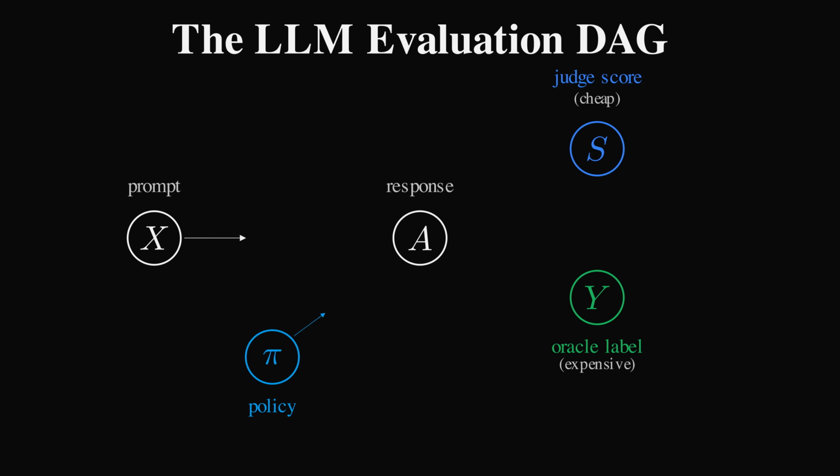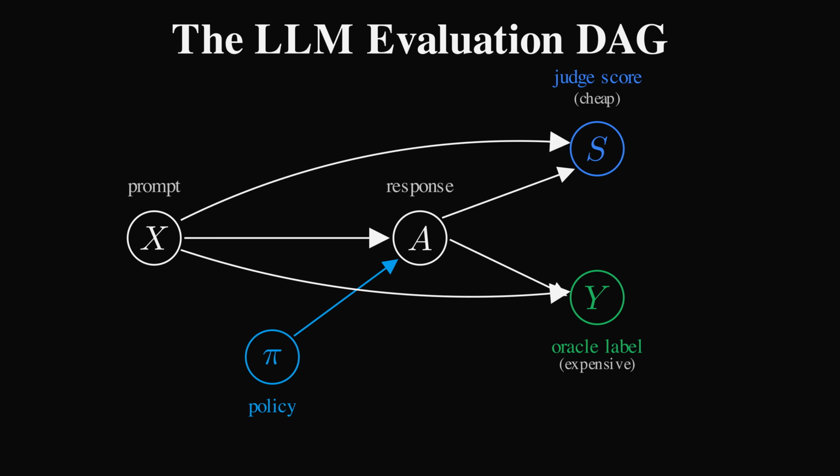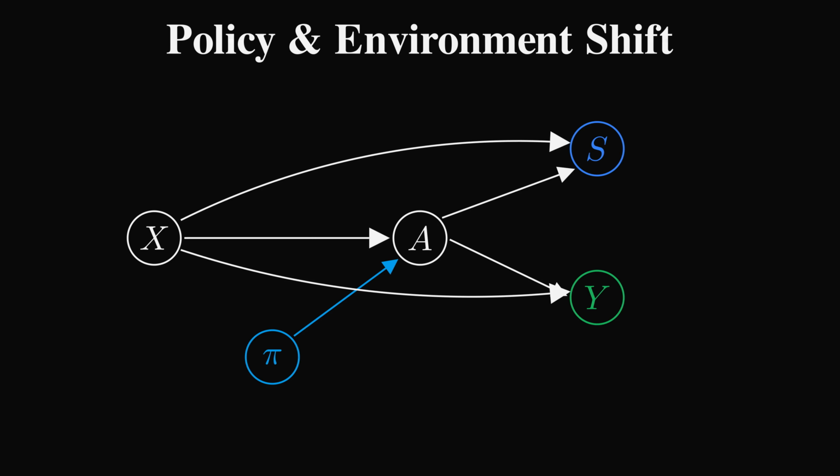When we draw the causal mapping, here's what we see. X and pi both influence A. In other words, prompts and policies shape responses. X and A both influence S and Y. In other words, the judge and oracle consider both the prompt and the answer before generating a rating or label. S and Y are parallel measurements of the quality of A, where S is doing its best to approximate the expensive judgments of Y. But there's still one more variable, E, the environment.